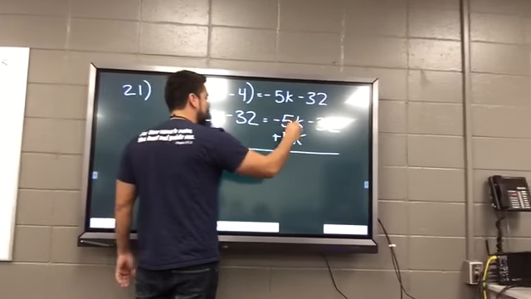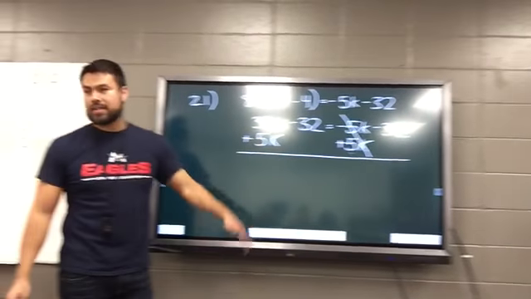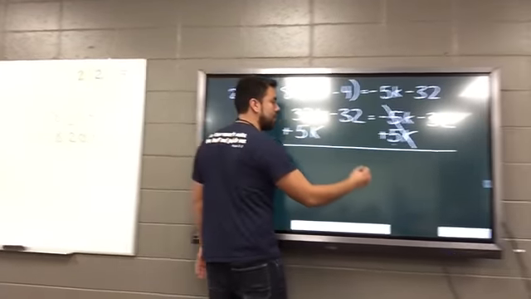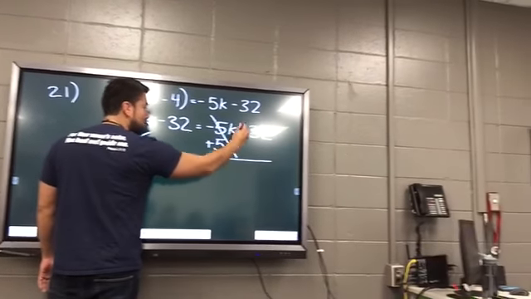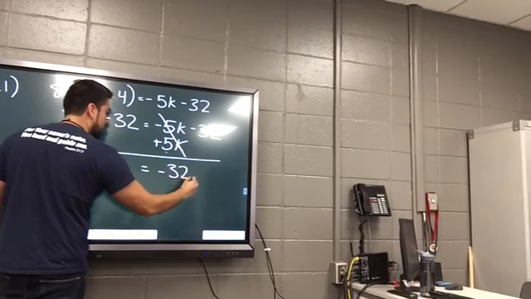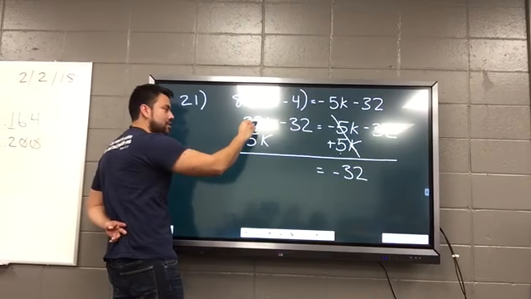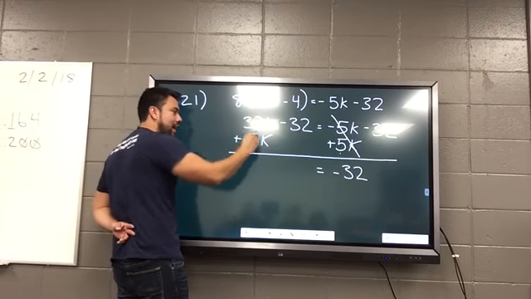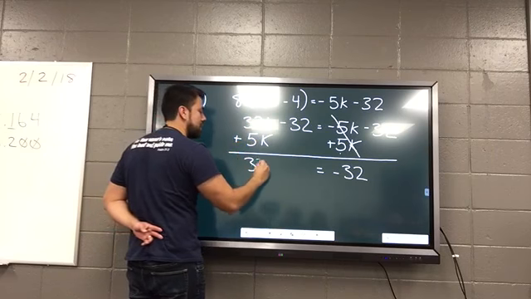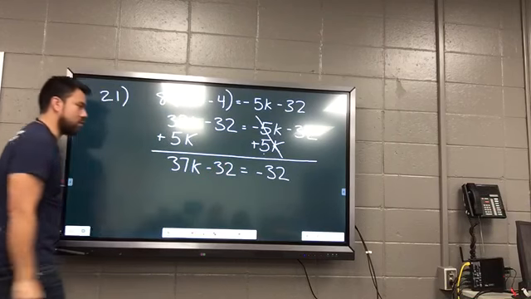What's negative 5k plus 5k? So do I have the variable on the right side anymore? No, I'm done with it on the right side. But what do I have left here on this right side? Good, negative 32. All right, if I add like terms, I get 32k plus 5k. Am I allowed to add that? Yes. That's 37k minus 32 equals negative 32.